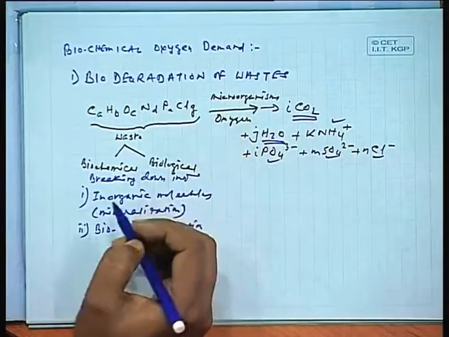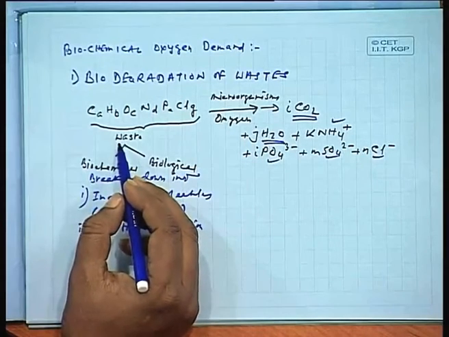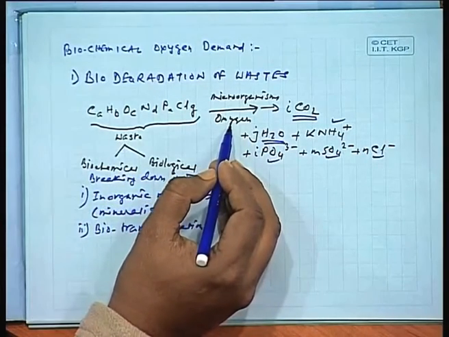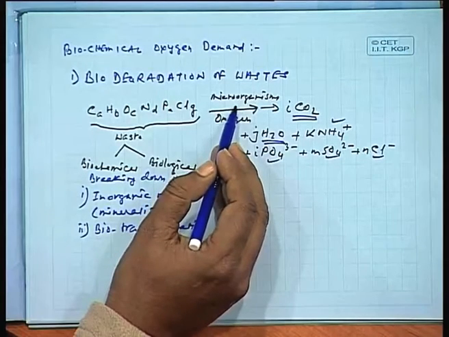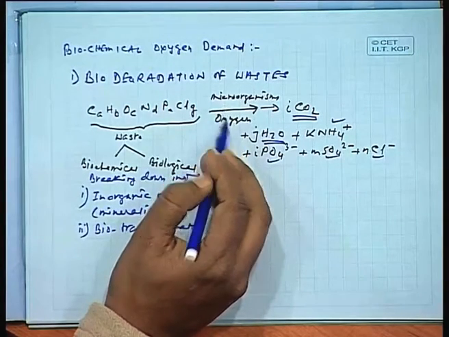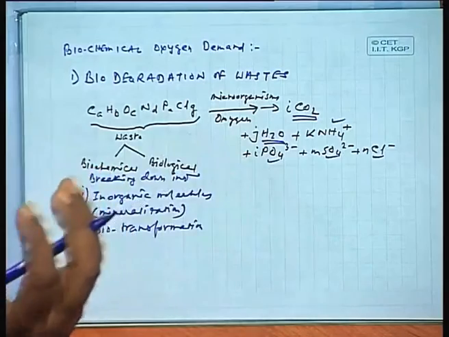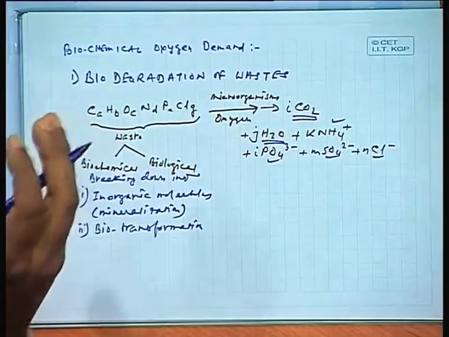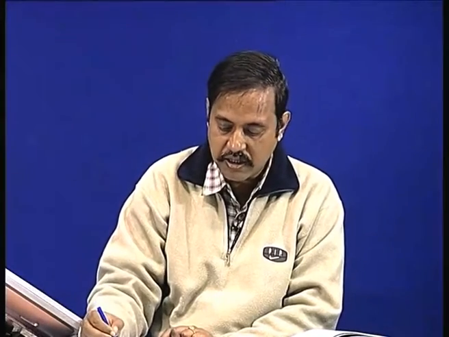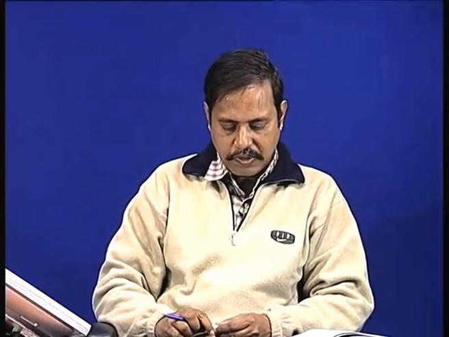So two processes essentially take place, and this takes place only because the microorganisms are active. The microorganisms are leading these reactions, because they are agents of these reactions, and they take place in the presence of oxygen. So this is one reason why oxygen gets depleted in most of the water body itself.